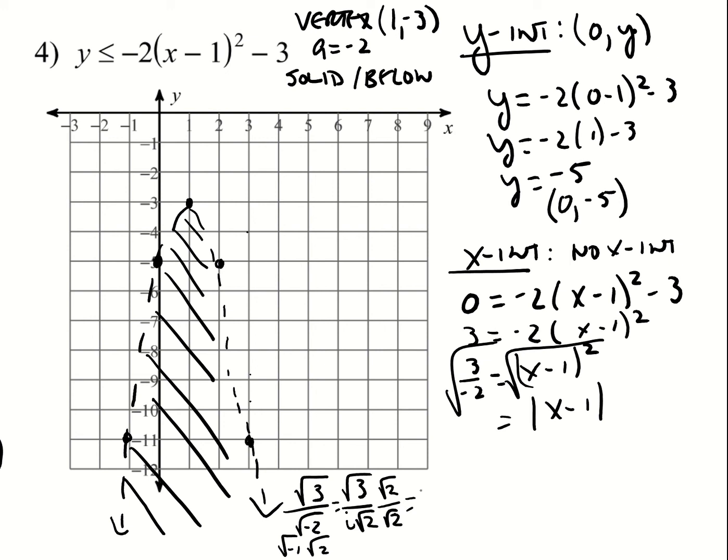Now some of you guys can do this in your head. I'm just showing you what I'm doing. And then this ends up being root 2 times root 2 is root 4, which is 2. And then this ends up being 2i.